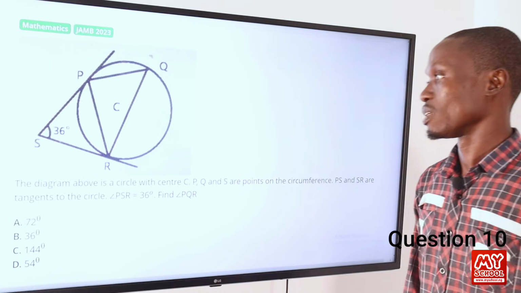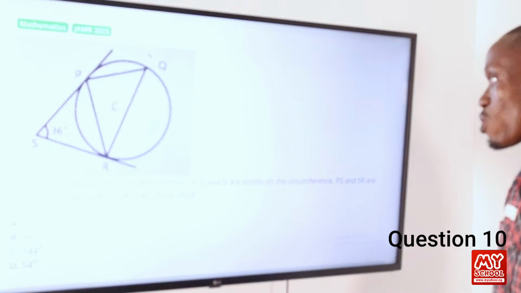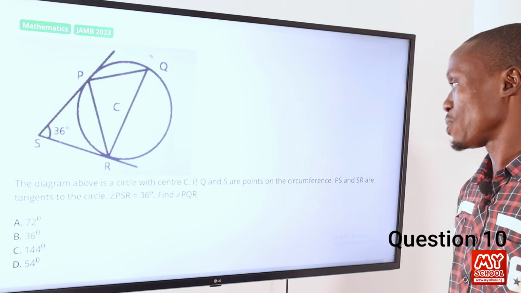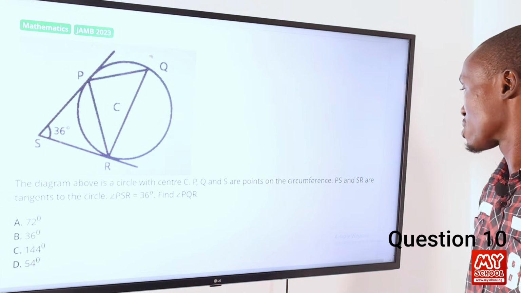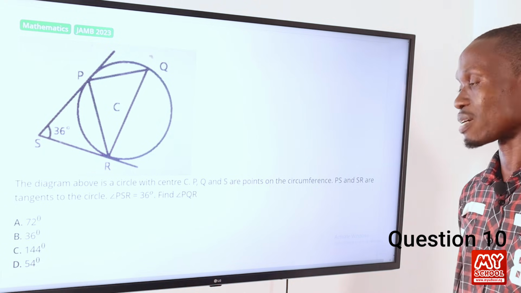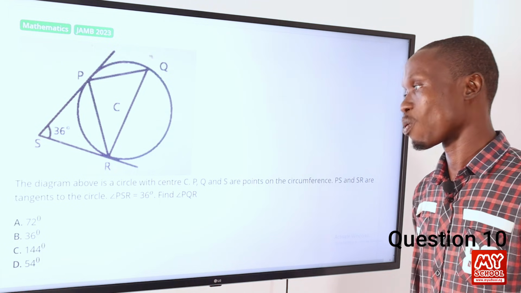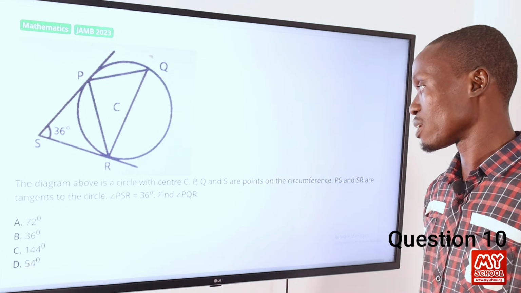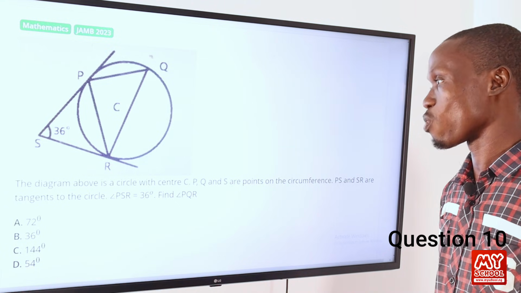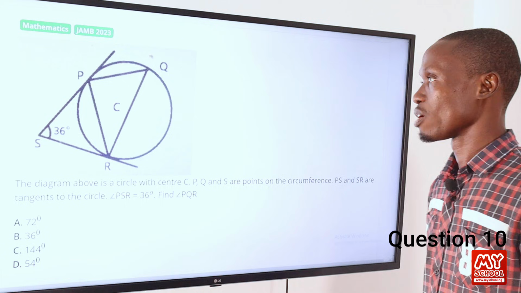Question 10. The diagram above is a circle with center C. P, Q, and S are points on the circumference. PS and SR are tangents to the circle. Angle PSR is equal to 36 degrees. Now we should find angle PQR.